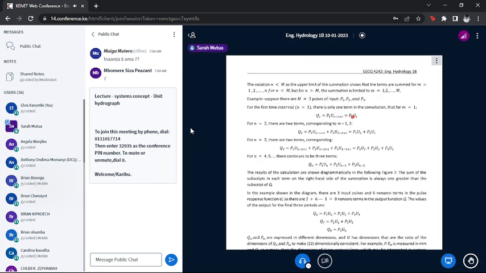So the notation n less than or equal to M as the upper limit of the summation shows that terms are summed. I think I explained that already. For n less than M, but not for n greater than M. You can only calculate Qn using 3 terms, for example, if you are using a maximum of 3 terms, if M, the number of pulses, is 3.